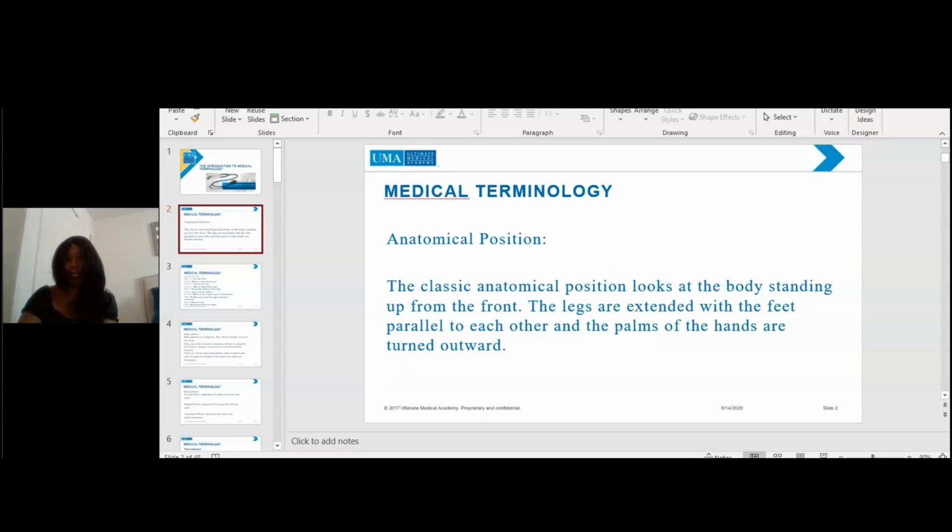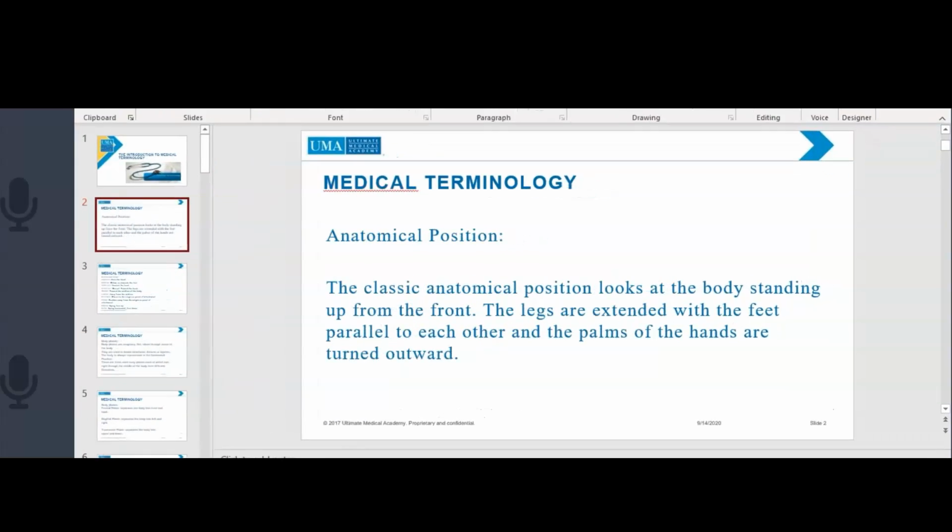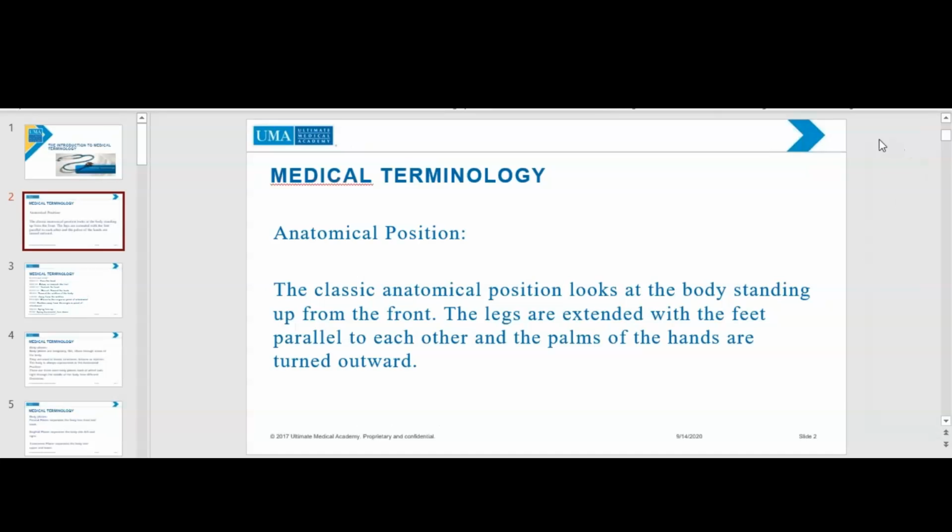Today we're going to be reviewing medical terms. So let's get started. Today we're going to talk about medical terms as they relate to anatomical positions, the cardiovascular system, and the lymphatic system. The classic anatomical position looks at the body standing up from the front. The legs are extended with the feet parallel to each other and the palms of the hands are turned outward.